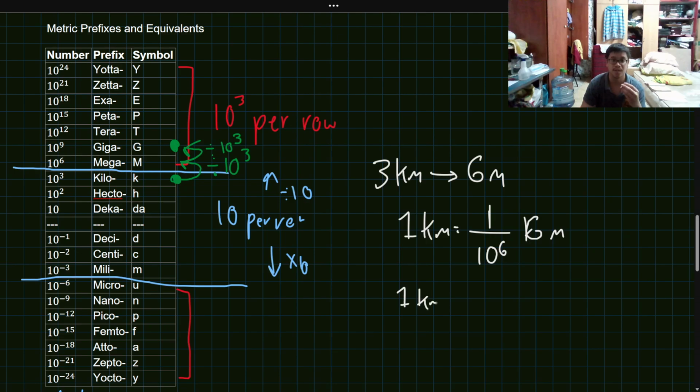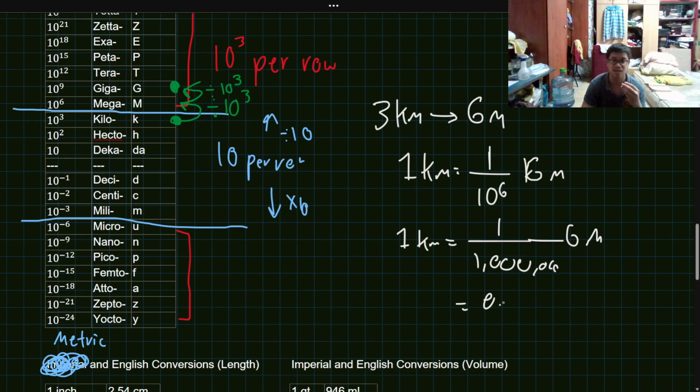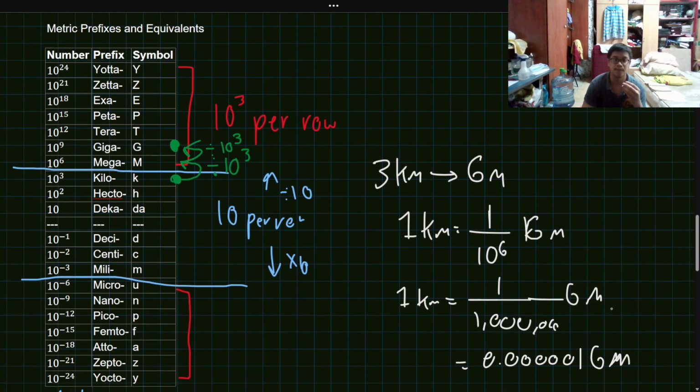Or, this is just basically the same as 1 all over 1 million gigameter. Okay? Or we can say this as 0.0000001 gigameter. All right? So let's just say we start at this example, like how many gigameters in 3 kilometers. All right, how much? So with that, let's solve this problem.